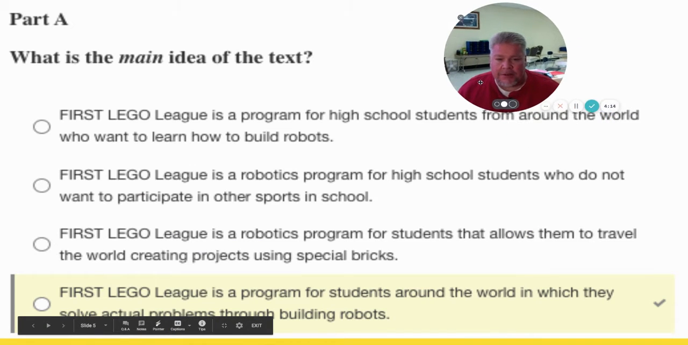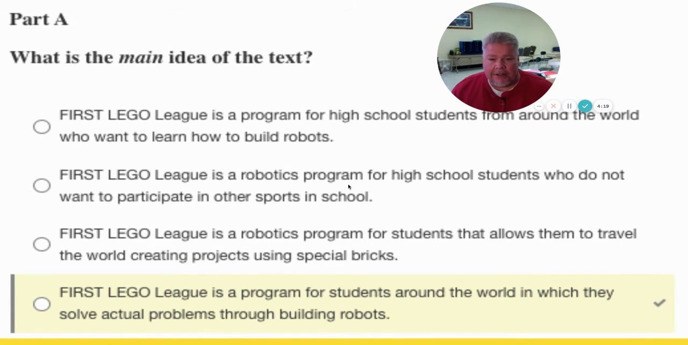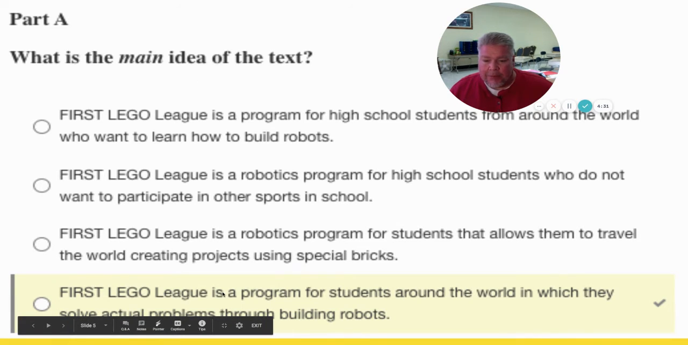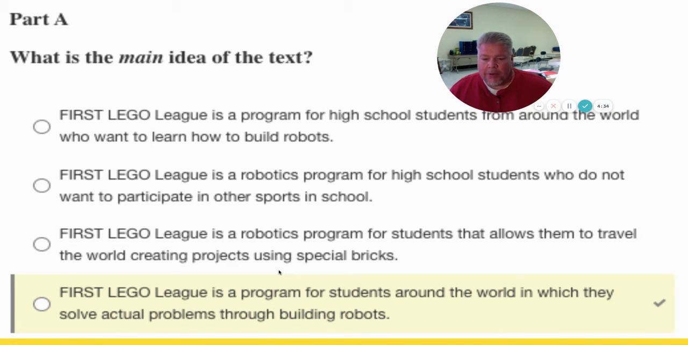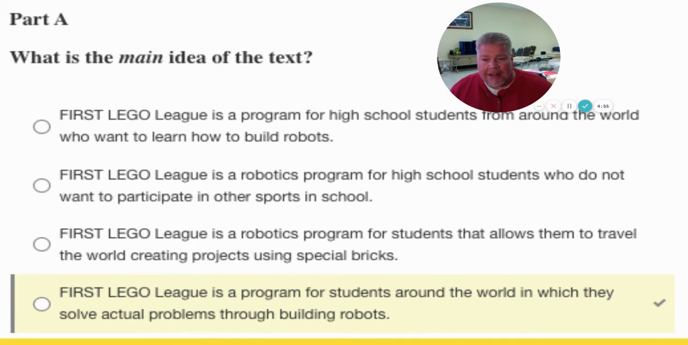The second question was about that Lego League that we looked at yesterday, about how it was written in consecutive order. It was written in the order that it happened. And so the main idea of that story was this. First, Lego League is a program for students around the world which they solve actual problems through building robots. So that's what that whole story that you read was about. It was about them developing this program, the little robot, and then they worked with Lego to create a program where students could solve problems through building robots all around the world. So that was the main idea of that text.